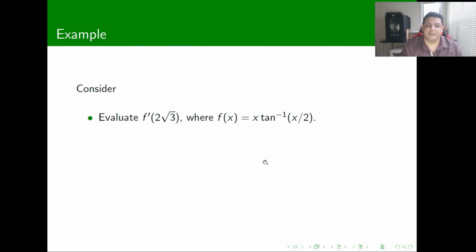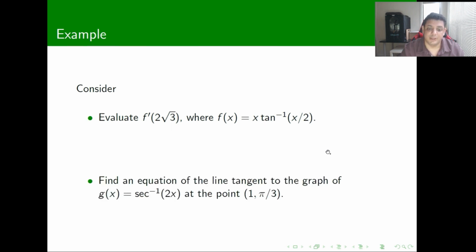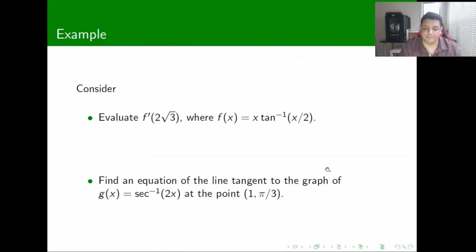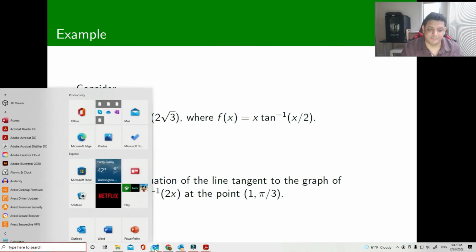Now to finalize this, let's do a couple more examples, where we're going to evaluate some values. Consider f prime of 2 squared of 3, where f of x is the function x times tangent to the minus 1 of x over 2. And we're going to find the equation of the tangent line to the graph g of x equals secant to the minus 1 of 2x at the point 1, pi over 3. Okay, so let's do that.